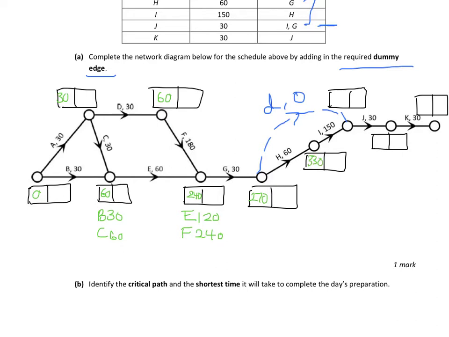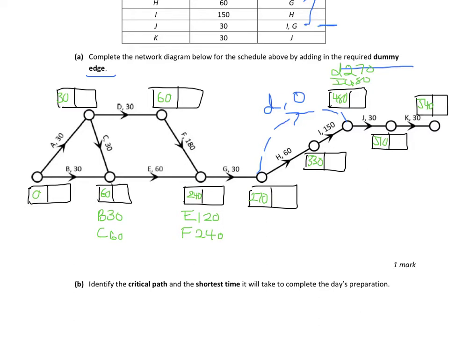Now when we get to I, we have the dummy edge coming in, so we have to consider the path from the dummy, which would give us 270. And from H as well, which would give us 480. So 480 in our box there. And so 480 plus 30 gives us 510, 510 plus 30, 540 as our overall completion.